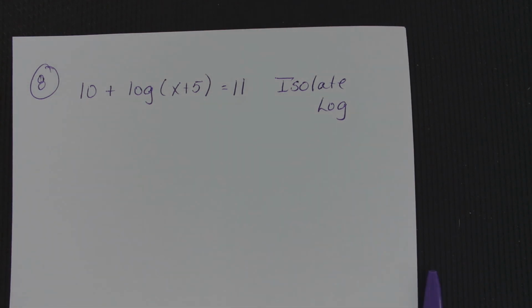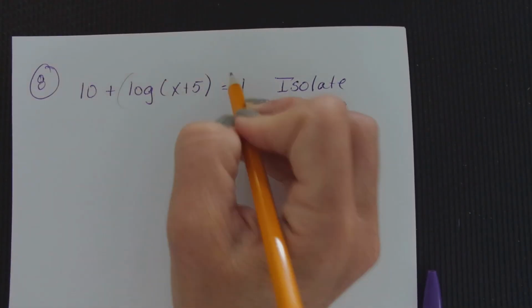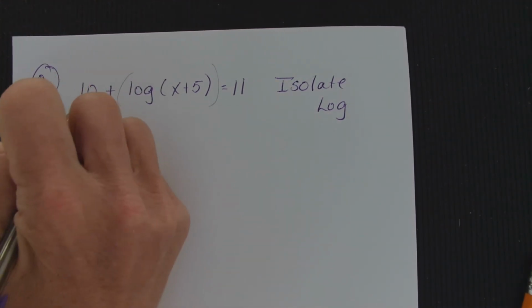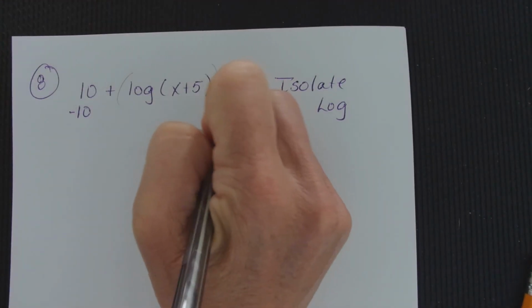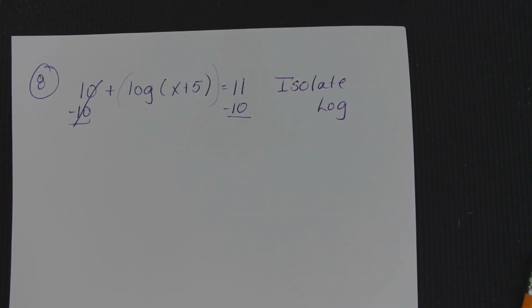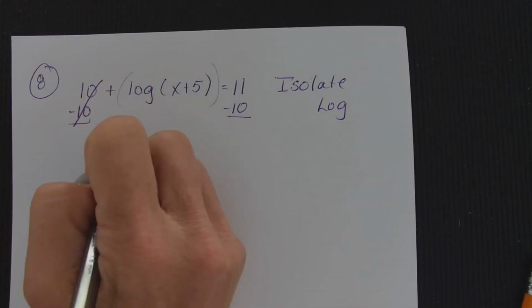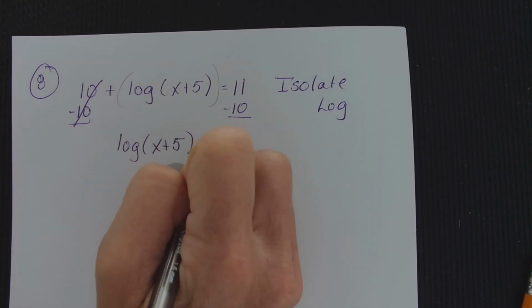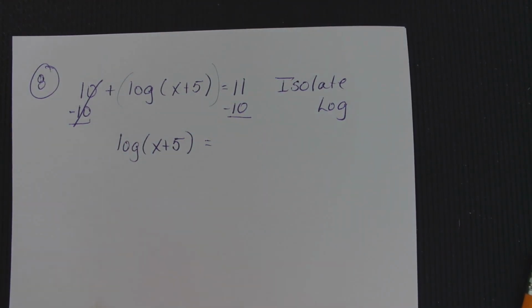Not divide. Multiply. Say it louder. Subtract. Okay. Here's our log, we need this by itself. Because we're adding here and this 10 is positive, I'm going to say goodbye 10. See you later. Okay, and I'm going to bring everything else down. Log x plus 5. 11 minus 10 is simply 1.